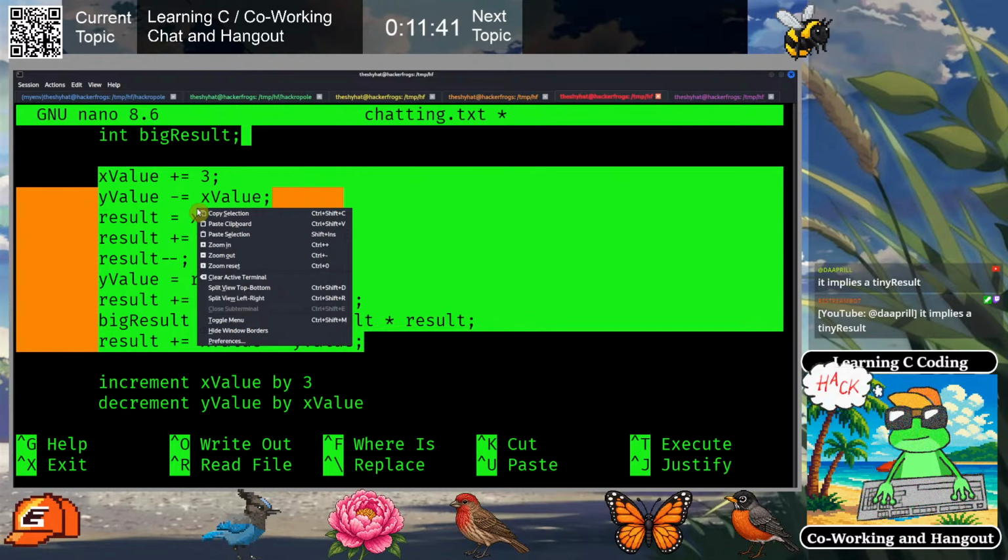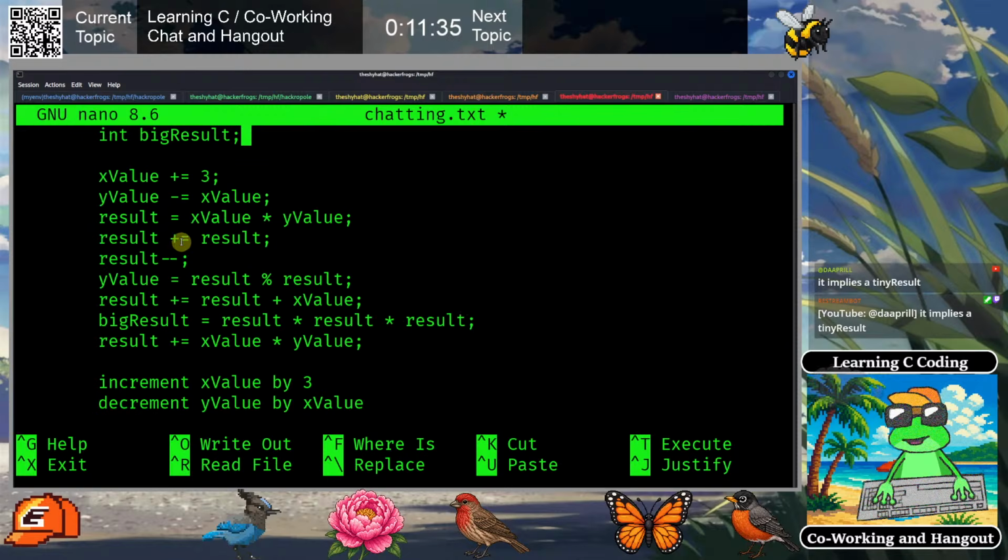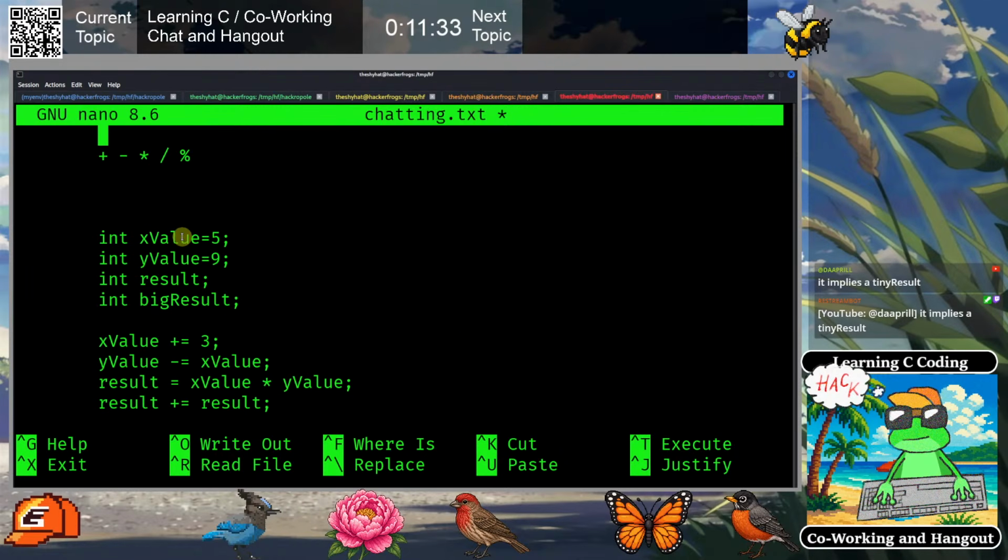It implies a tiny result. Big result is an awesome variable name. It implies a tiny result. I mean, if we're going by opposites, then maybe yeah.